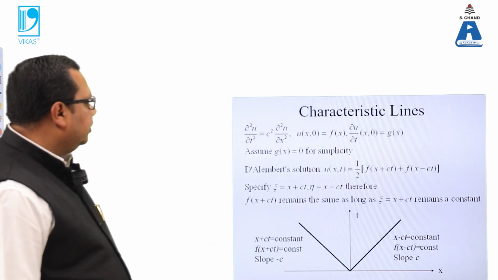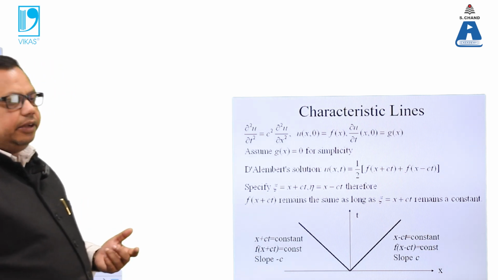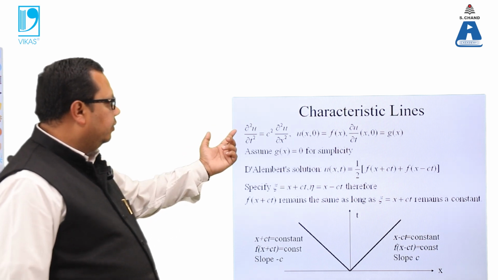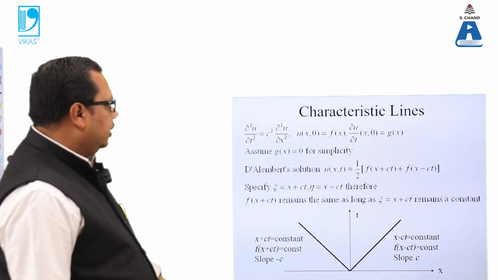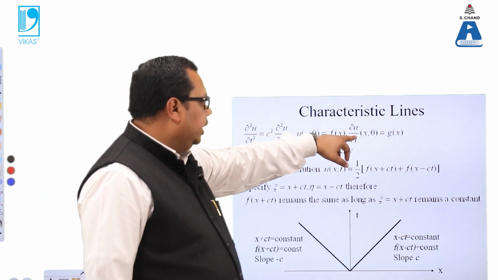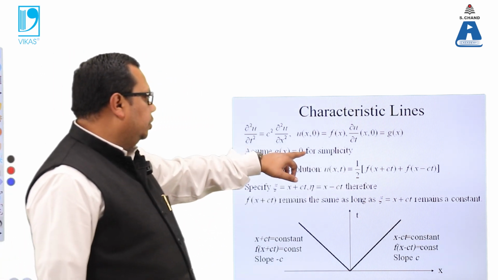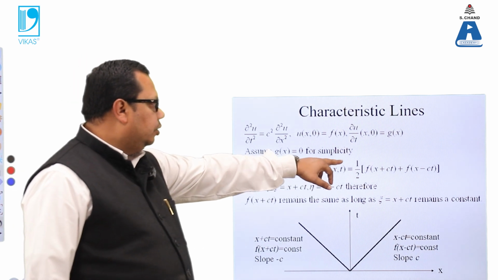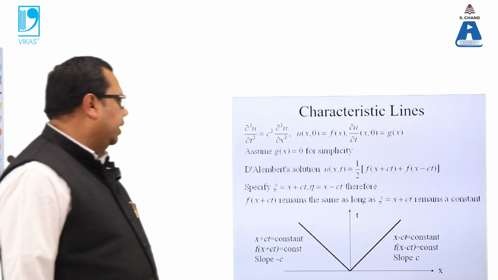Here also we can see the characteristics lines, where we have calculated du by dt, and the double derivative d square u by dt square, that becomes c squared d square u by dx square, with u at t equal to 0 being f(x) and du by dt at t equal to 0 being g(x). So assuming g(x) is equal to 0 for simplicity, the d'Alembert solution says that u(x,t) is equal to 1 by 2 times f(x plus ct) plus f(x minus ct).